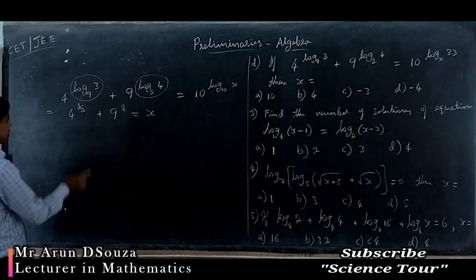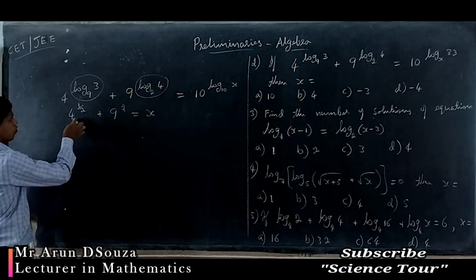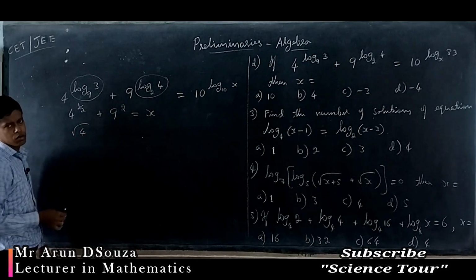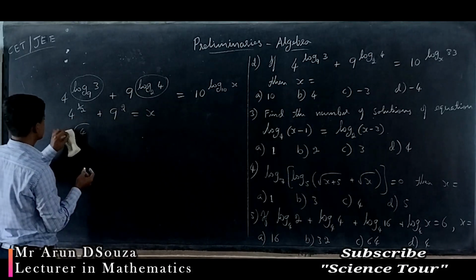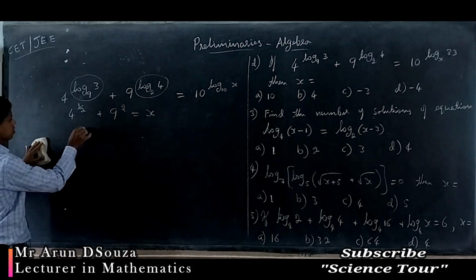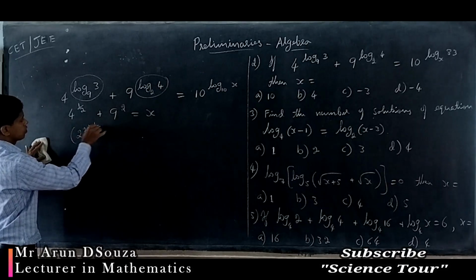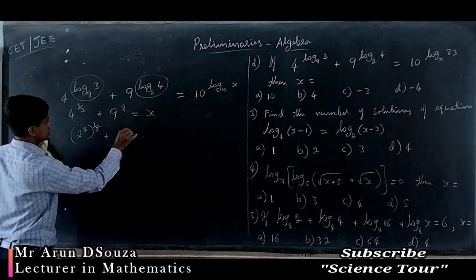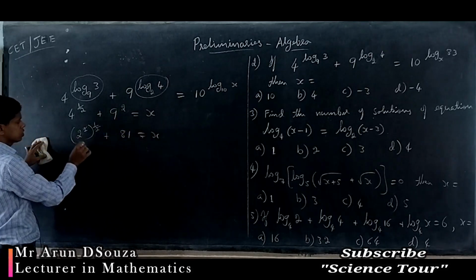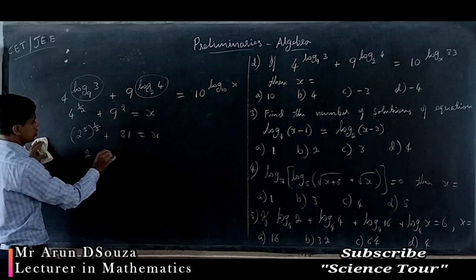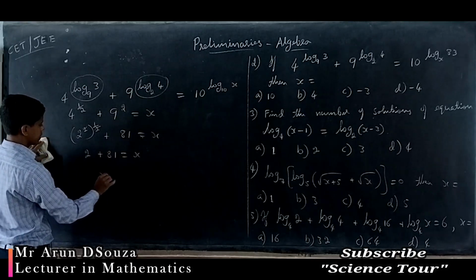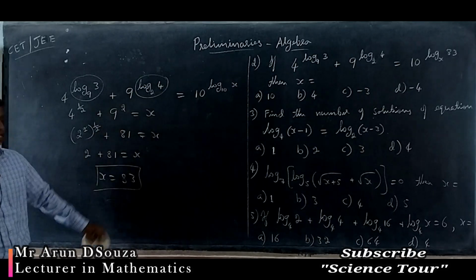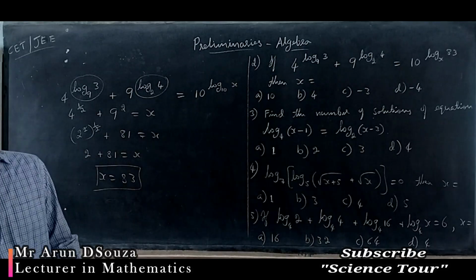Therefore the value of x: 4 raised to half is the square root of 4, or you can write this as 2 square half, so this 2 will cancel. You can think in any way you want. So this is 81. This will remain, only 2 plus 81. So x is equal to 83. So 83 is the answer, and that's the value of x.